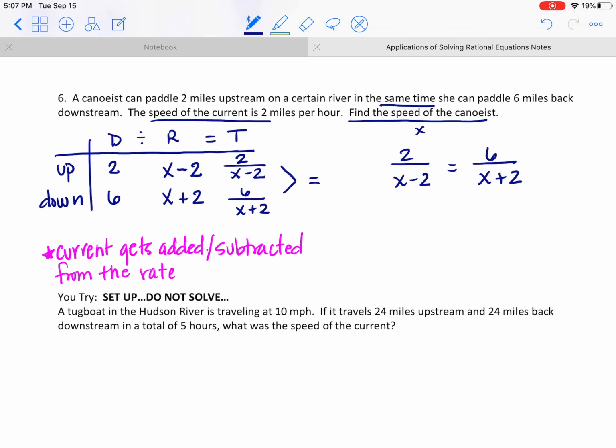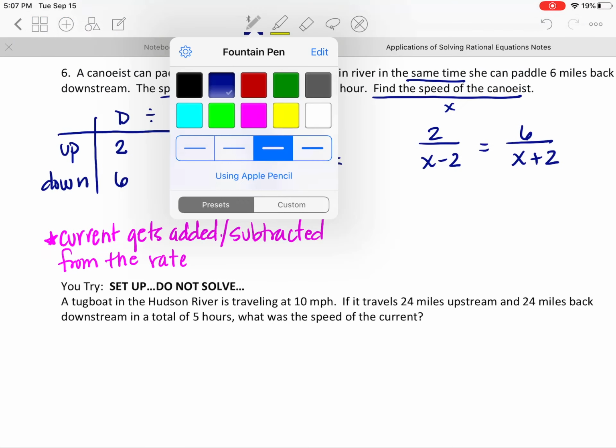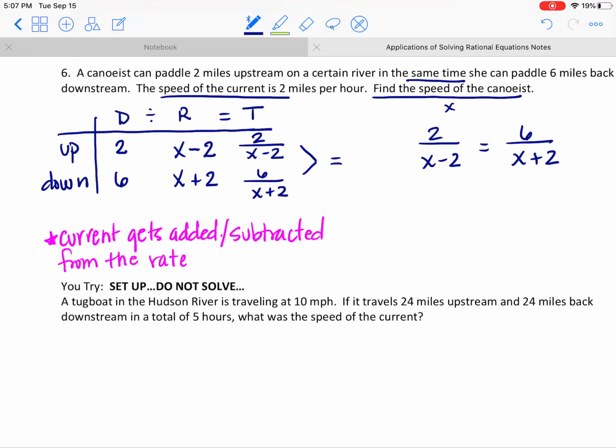Okay? One more. Let's try to get it set up. So a tugboat in the Hudson River is traveling at 10 miles per hour. If it travels 24 miles upstream and 24 miles back downstream in a total of 5 hours, what is the speed of the current? So this time, the speed of the current is what we're looking for here.